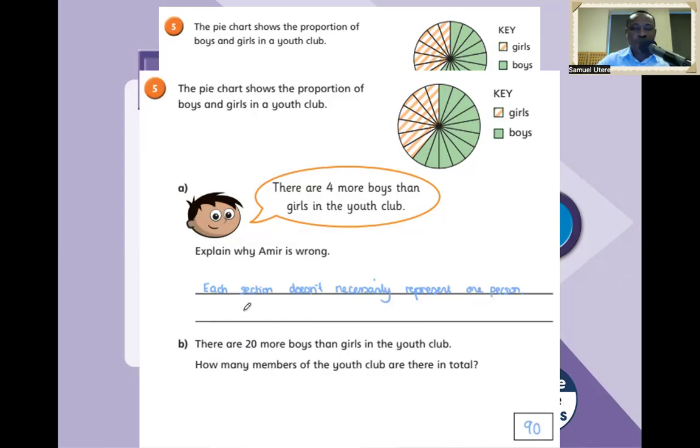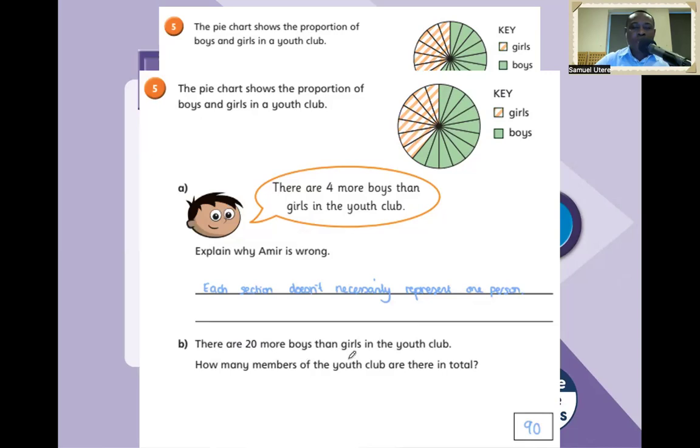So here you can see that each section doesn't necessarily represent one person. Okay. So remember, we cannot make conclusions in a pie chart when we don't know the total number of parts that is being represented by the whole pie chart or each part of the pie chart.